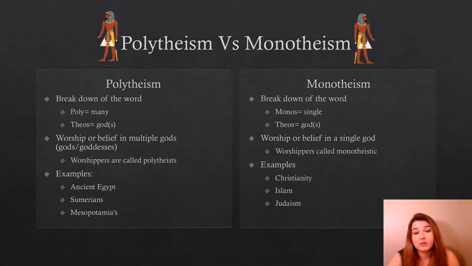So now let's look at the word monotheism. Mono means single, and we already know theos means god. So this word means belief in one God. People who practice this form of religion are called monotheistic. Examples of this religion are Christianity, Islam, and Judaism.